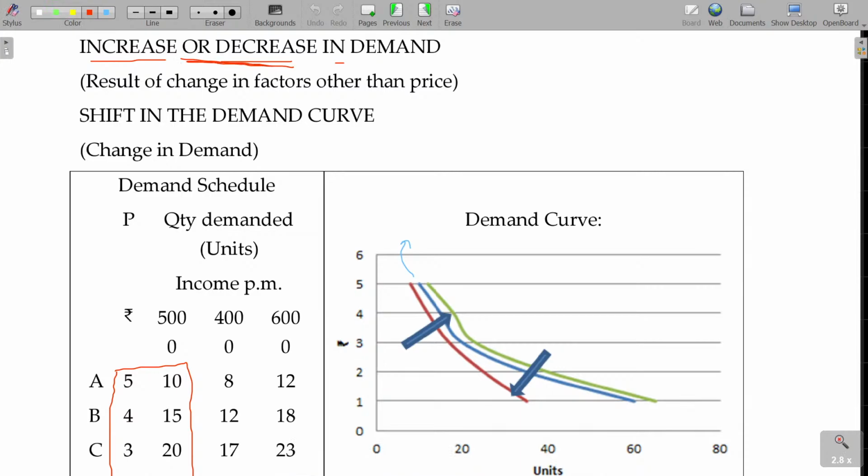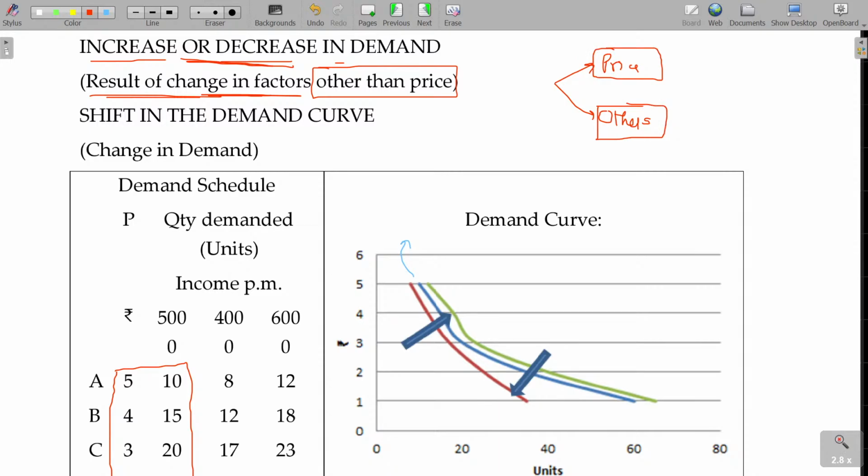Increase or decrease in demand is the result of a change in factors other than the price. Determinants of demand may be a function of various factors. One is the price of the commodity. Other than that, the others mean the price of related commodities, income of the consumer, tastes and preferences, and advertisement costs spent. A number of other factors are there. All other factors will be grouped in one angle, and the price of the commodity I am talking about will be grouped as one angle.